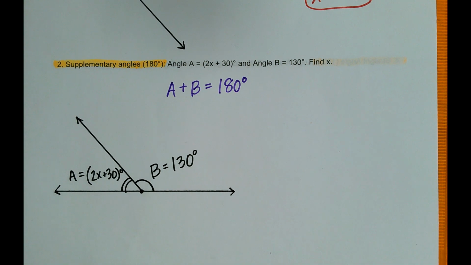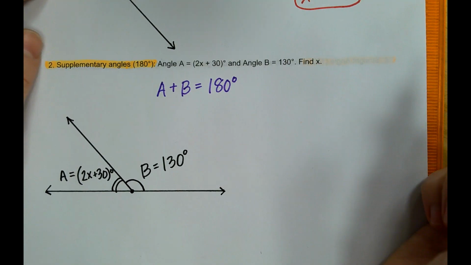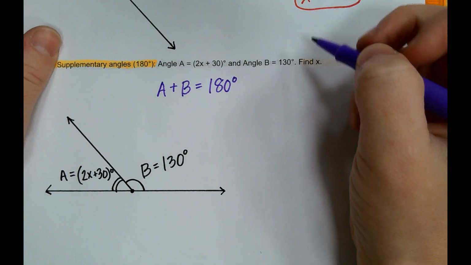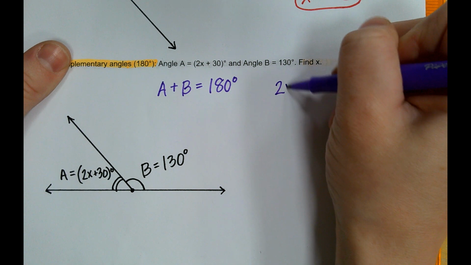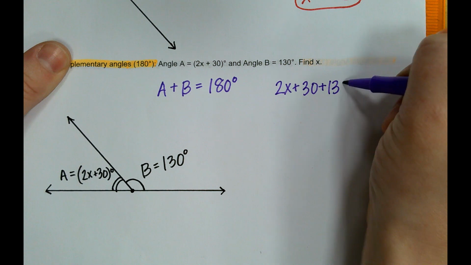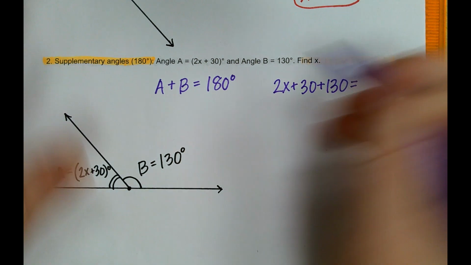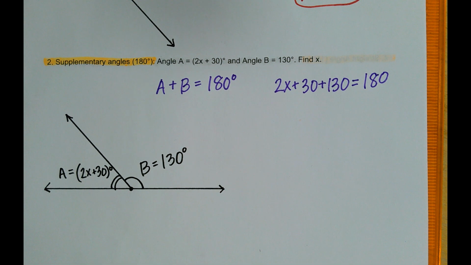Okay. And now let's put our values in for that. So what will my official equation look like? 2x plus 30 plus 130. Perfect. Equals 180. Awesome.